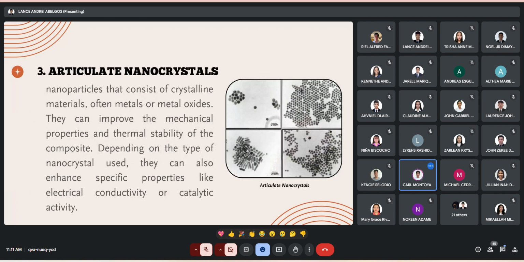Or the particulate nanocrystals. These are nanoparticles that consist of crystalline materials, often metals or metal oxides. They can improve the mechanical properties and thermal stability of the composite. Depending on the type of the nanocrystal used, they can also enhance specific properties like electrical conductivity or catalytic activity.